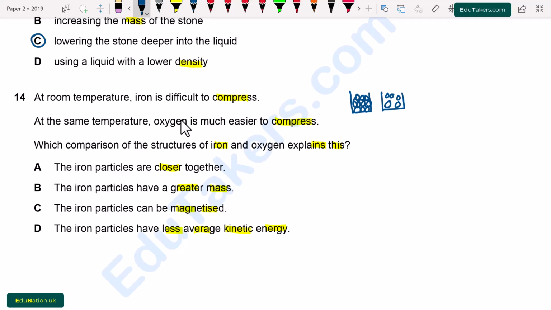So, as the iron particles are closer to each other, it is more difficult to compress iron as compared to gas, because here the oxygen particles are further apart from each other. There is a spacing between their molecules, due to which we can easily compress the oxygen, but not iron. So from here option A is correct. The iron particles are closer together, due to which it is difficult to compress iron, but it is easier to compress the oxygen at the same temperature.